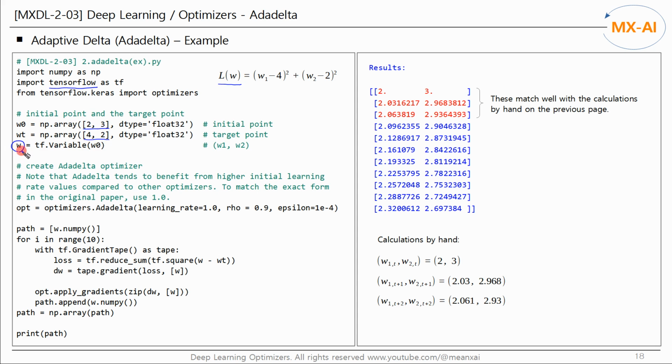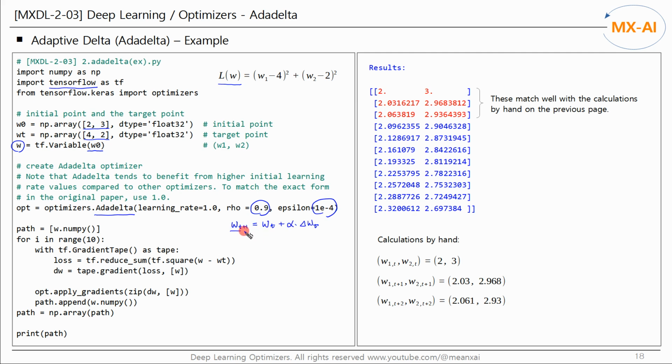Create a TensorFlow variable for parameter W. The initial value is W0, the starting point. And we create an Adadelta optimizer. Rho is set to 0.9, and epsilon is set to 10 to the power of -4. And as mentioned earlier, Adadelta does not require you to specify a learning rate.